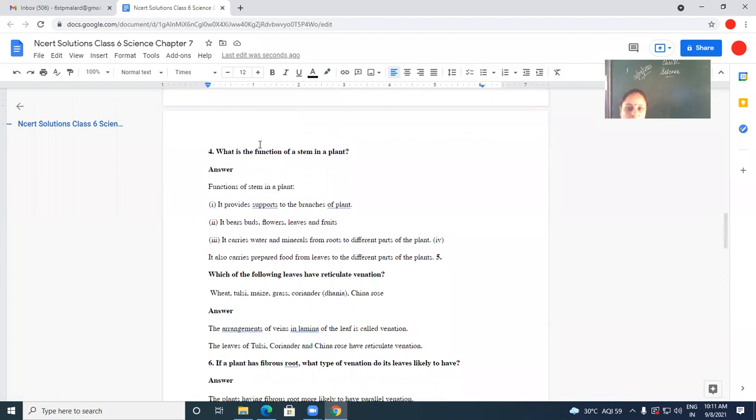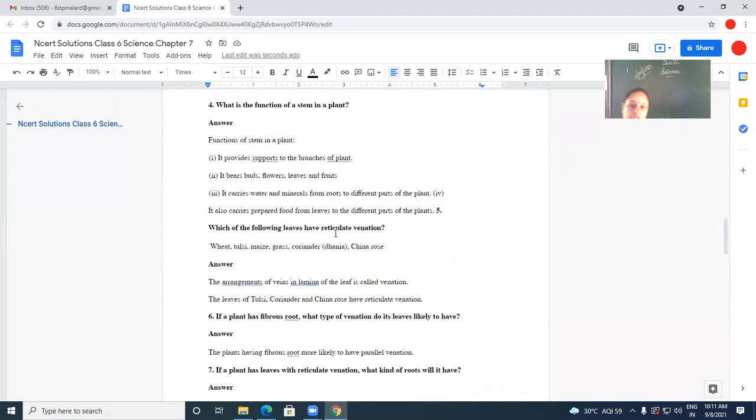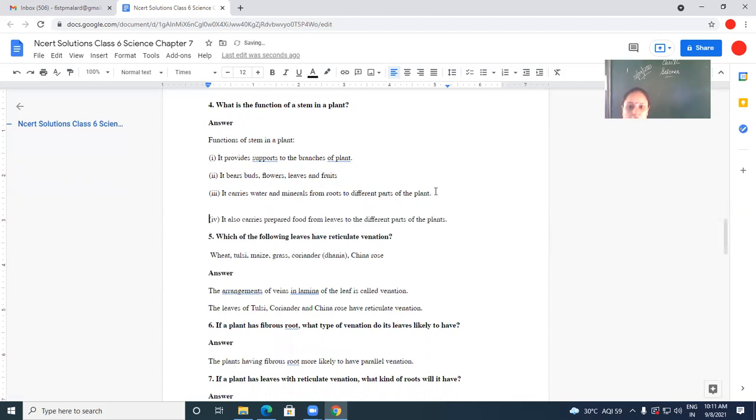What is the function of a stem in a plant? The functions of stem in a plant. Number 1, it provides support to the branches of the plant. Number 2, it bears buds, flowers, leaves, and fruits. Number 3, it carries water and minerals from the roots to different parts of the plant. Number 4, it also carries prepared food from leaves to the different parts of the plant.